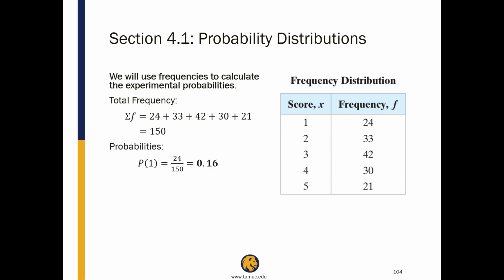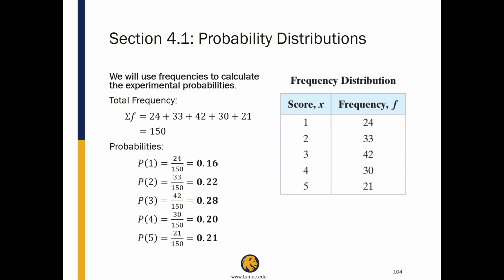Recall, when we have frequencies and probabilities, we take the frequency divided by the total frequency. So for the first score of 1, the probability of 1 is equal to 24 divided by 150, which is a decimal of 0.16. Probability of 2 is 33 divided by 150, equal to 0.22. Probability of 3 is 42 over 150. Probability of 4 is 30 over 150. And the probability of 5 is 21 over 150.